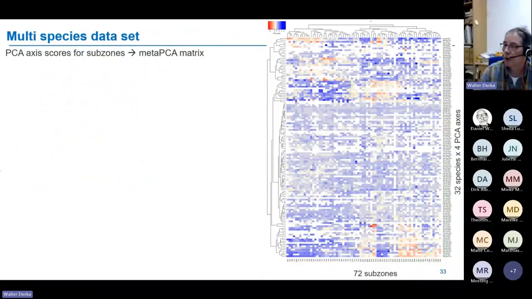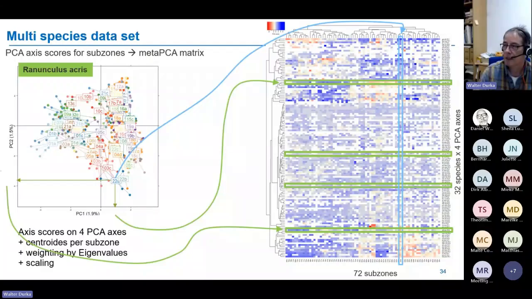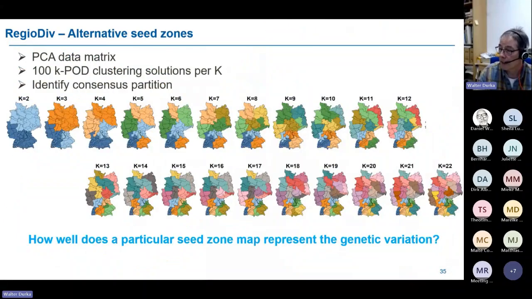So what we did is we put all the PCA analyses of all species into one big matrix, which you see here, this blue-red matrix, which defines for each species and each subregion the PCA score, so a particular genetic identity. And this can then be subjected to a clustering algorithm, resulting in what you see here. This is the automatic clustering of the genetic identities of more than 30 grassland species across Germany. So for each assumed number of clusters, we find a particular map. And the question is now, how do these particular maps actually represent the genetic variation behind it?